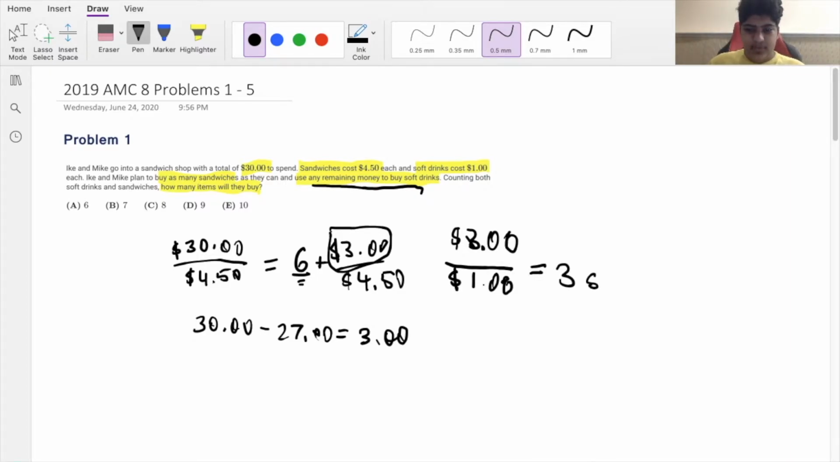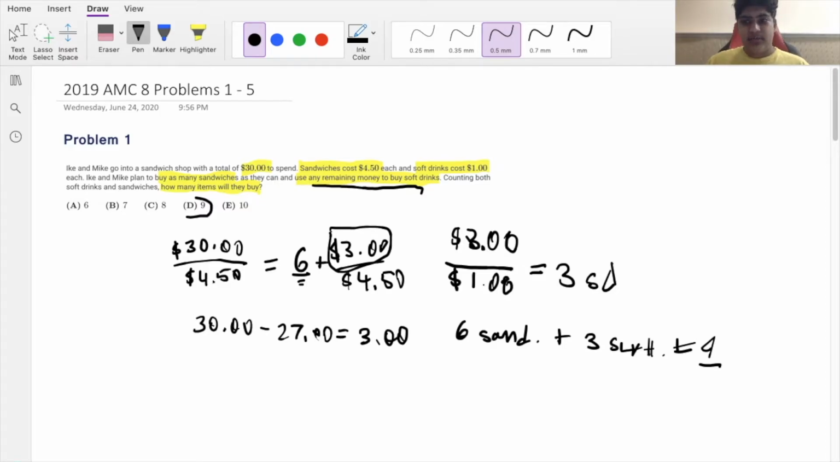So, in total, we have 6 sandwiches plus 3 soft drinks, which equals a total of 9 items. And when we look back at our answer choices, we see 9 is choice D, and we are done with this problem.